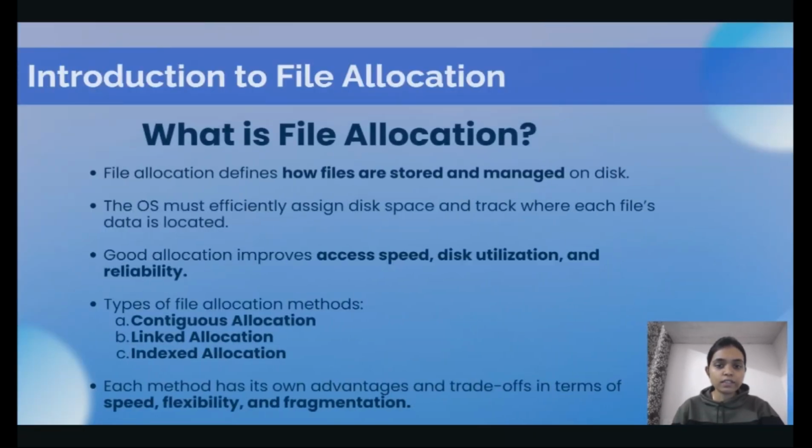So, we will start with the introduction to file allocation. When files are saved on a disk, the operating system divides the disk into fixed size blocks and assigns these blocks to files. This is called file allocation. A good allocation method ensures efficient use of space and faster access. There are mainly three types of disk allocation. The first one is contiguous, and the second and third are linked and indexed allocation. In this presentation we will focus on contiguous allocation, which is the simplest and fastest one.